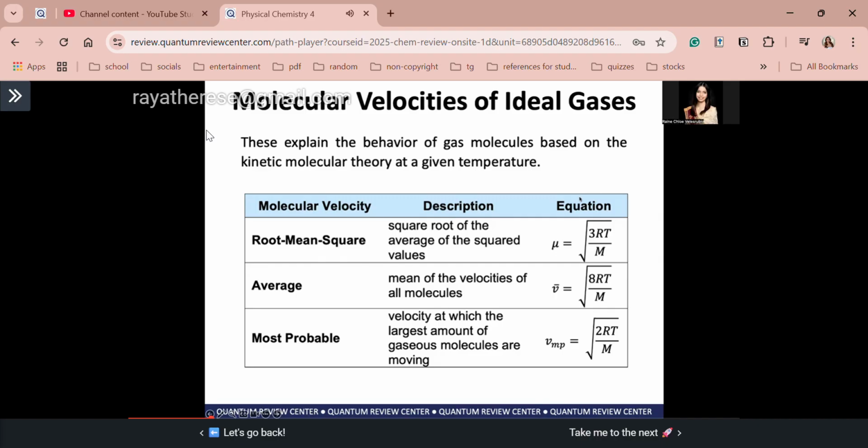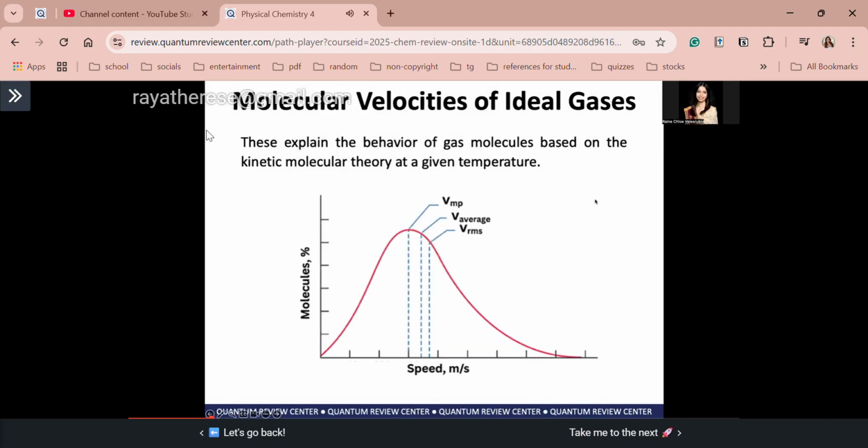Now, let's move on. Here we will see the speed comparisons between the most probable velocity, the average velocity, and the root mean square velocity. Here we see, guys, that the faster speed is the root mean square, followed by the average velocity, and with the least speed, that is your most probable velocity. Again, the most probable velocity is the smallest out of the three, okay?